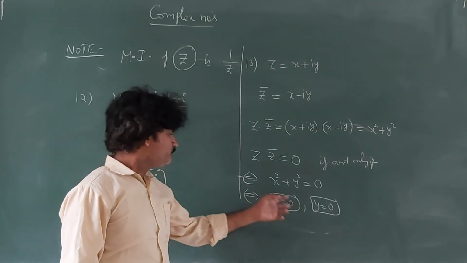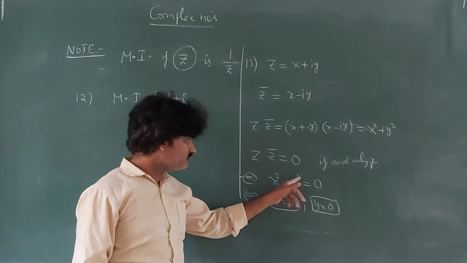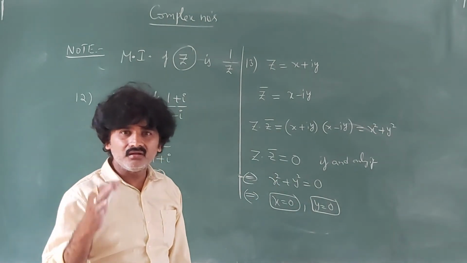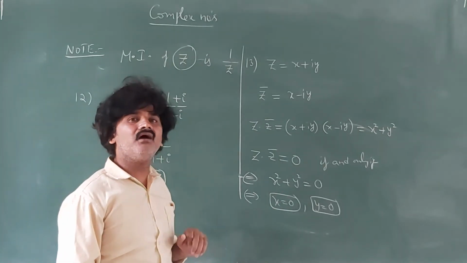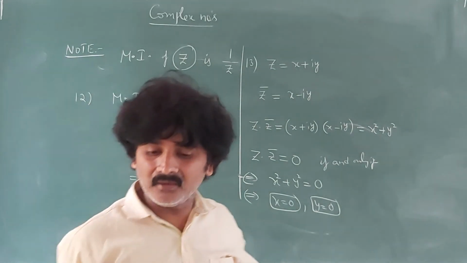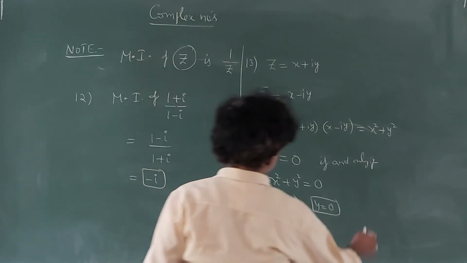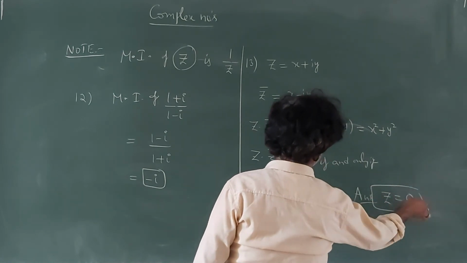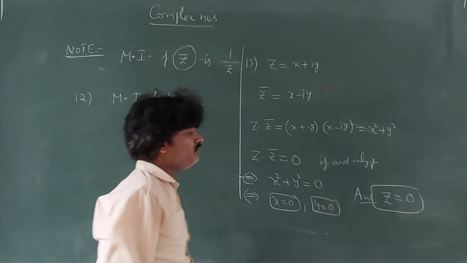Why? Because other than 0, any number you took, its square is positive. Even y square is also positive. If you add positive numbers, can we get 0? Never. But here we are getting 0, so the only possibility is x equal to 0, y equal to 0. It means the complex number z is the 0 complex number. So the answer is z is equal to 0. Its real part is 0 and imaginary part is also 0.